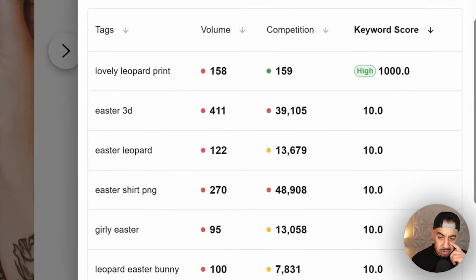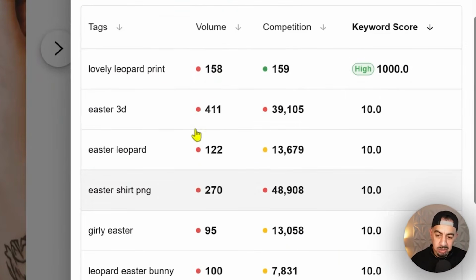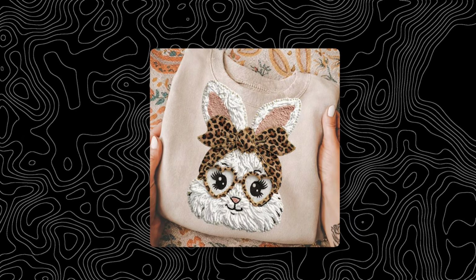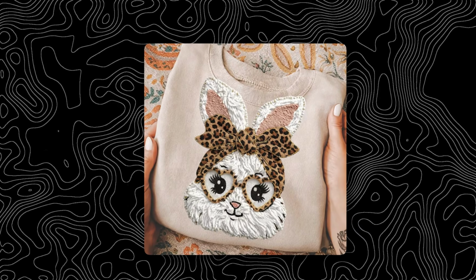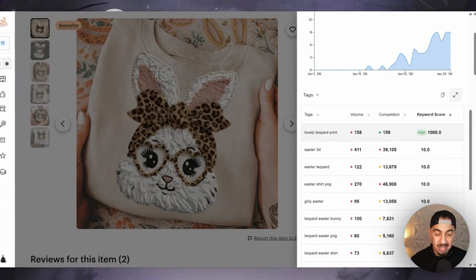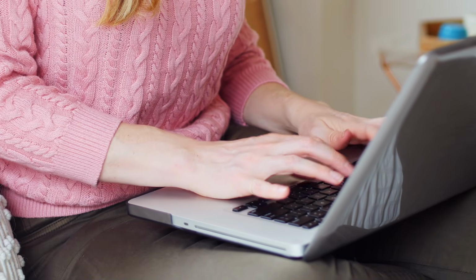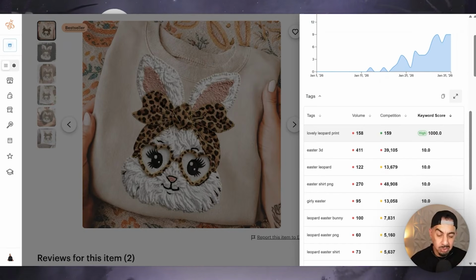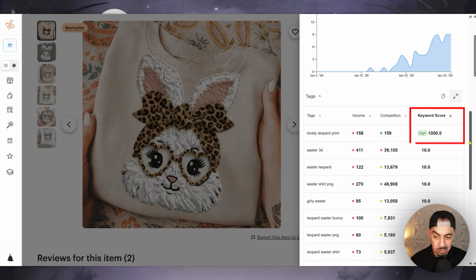Now, you can see straight away that there's a really good keyword score, which is lovely leopard print that has very, very low competition. And this in itself is really pushing this digital product up on the Etsy platform on those first pages. You can see it's a very, very low competition keyword, extremely low competition. Now, although the volume is not massive, if you have low competition, even though the volume is not massive in terms of the customer search on a monthly basis, it will still help to sell it, right? The important thing is it is very low competition. And this definitely is. This is like a keyword score of 1,000, which is extremely high.